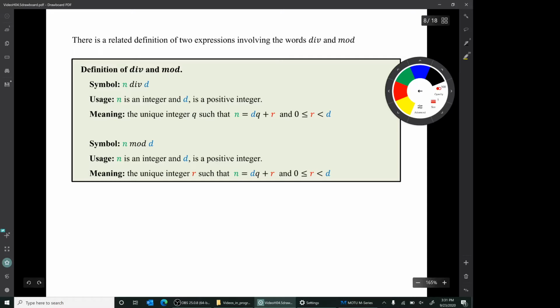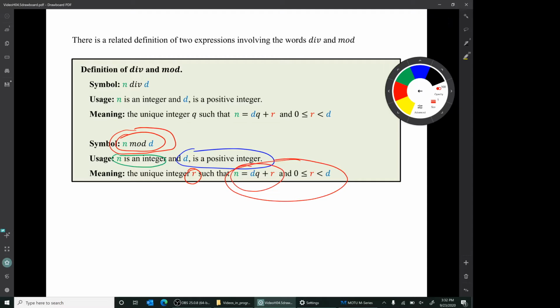There's another new symbol, n mod d. Now, when are you allowed to use this symbol? Well, you're only allowed to use this symbol when n is an integer and d is a positive integer. So that's the usage of this. What does it mean? Well, n mod d, that whole symbol, represents the special r. The special r in this special equation. The equation that's true involving n, d, q, and r, and has this inequality that's true as well.